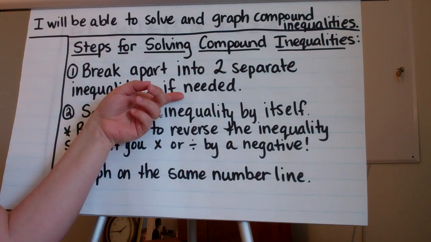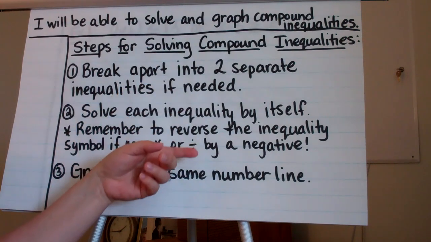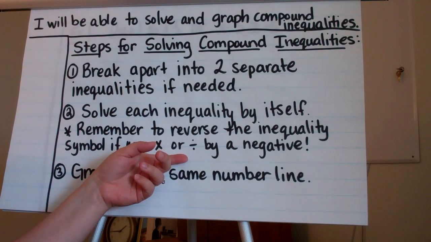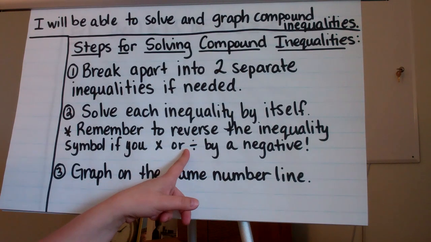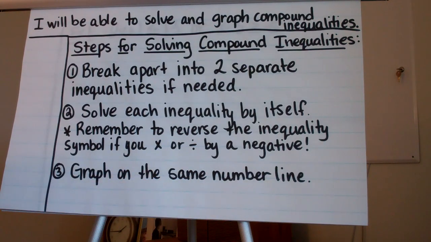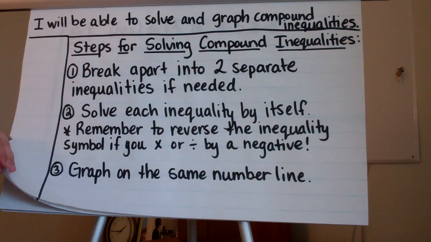So break it apart into two separate inequalities, solve each inequality separately, remembering to reverse the inequality symbol if you need to, and then you'll graph them on the same number line. All right, let's take a look at some examples.